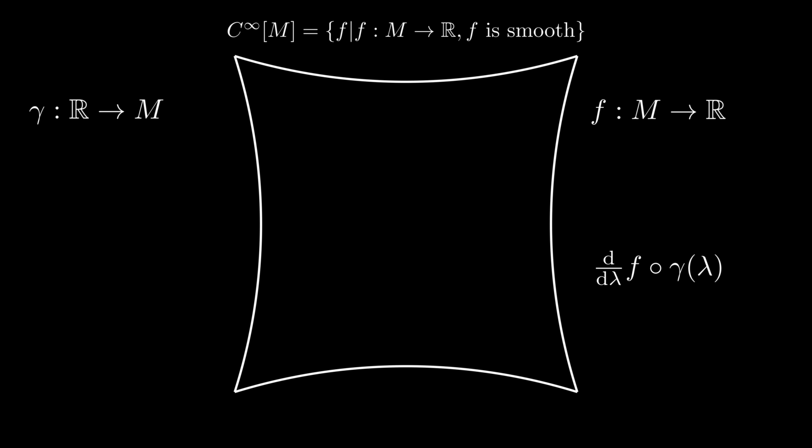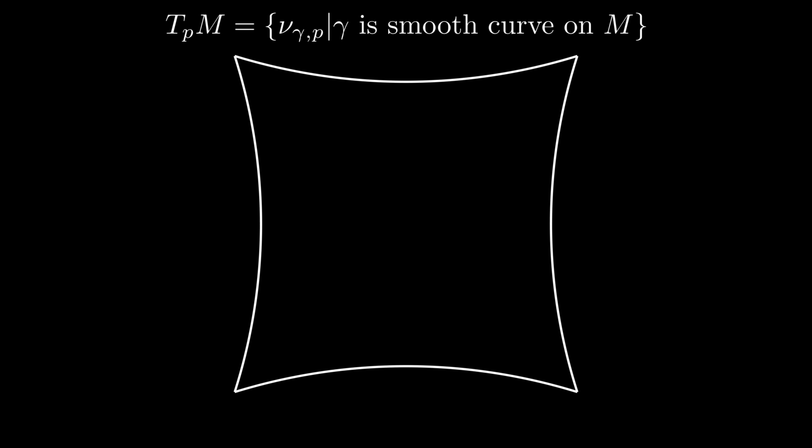Now you might be thinking, this does not mean anything because f is arbitrary, and you would be right. To make sense of this definition, we need to use charts. Before we go there, I would like to go off on a tangent about tangent spaces. We define a tangent space at a point P on the manifold as the following set, where nu gamma p is the tangent vector of gamma at P.